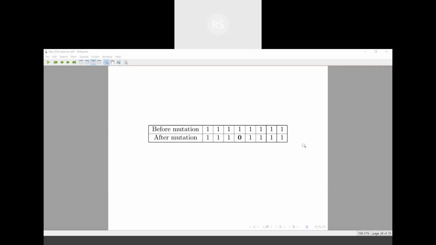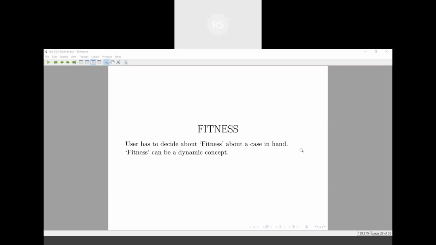Okay, now let me move on. Now, I would like to talk about the concept of fitness. Yes, I have written here, the user has to decide about fitness for a case in hand. Fitness can be a dynamic concept.